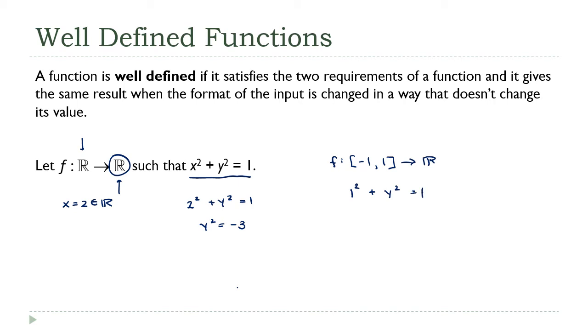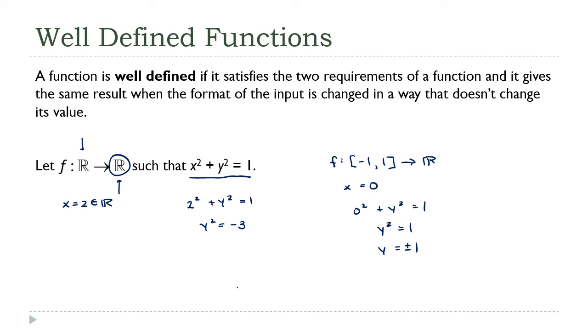Oh, I shouldn't have picked that one. Sorry. Don't pick that one. Let's do 0. Right? Let's let x equal 0. If we do that, we get 0 squared plus y squared equals 1. All right, so that's y squared equals 1, and now we're in trouble. y equals plus or minus 1.